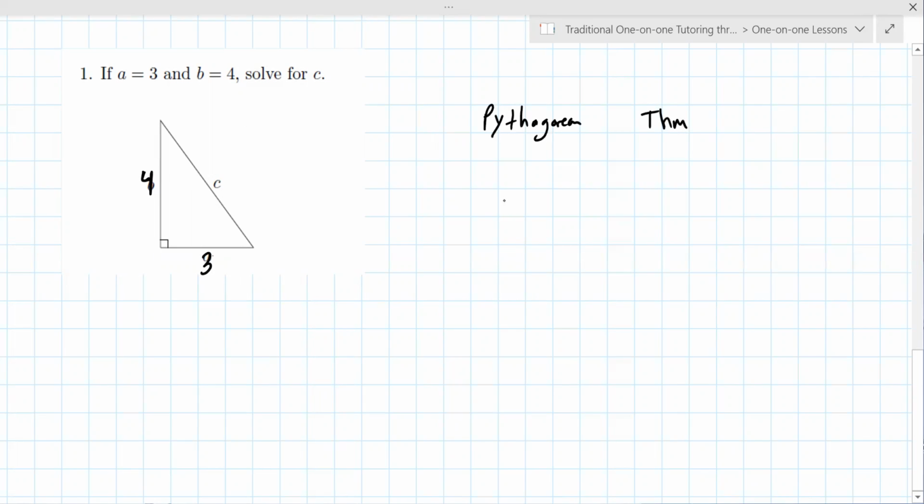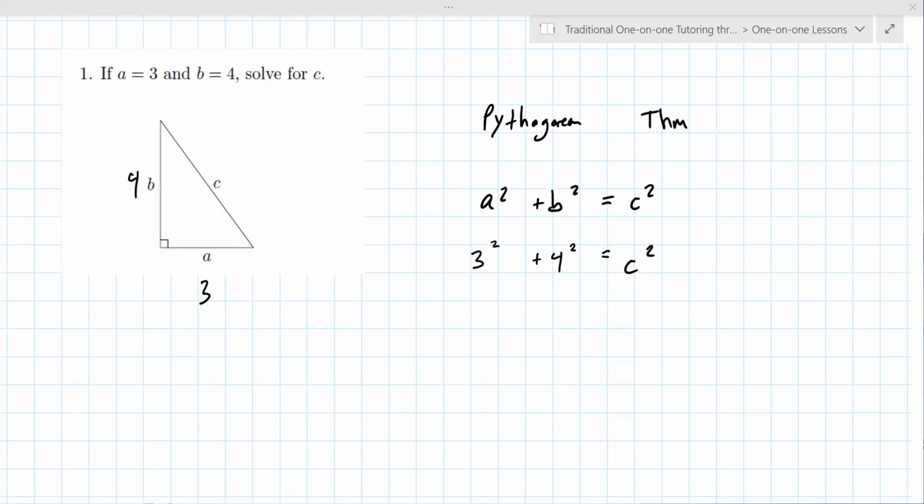Okay. So the Pythagorean theorem says a squared plus b squared equals c squared. Have you seen that before? Yeah, I remember that. Good. Now I'm going to put the numbers below the letters. That way we've got the values here. So a is 3, b is 4, and we don't know c.